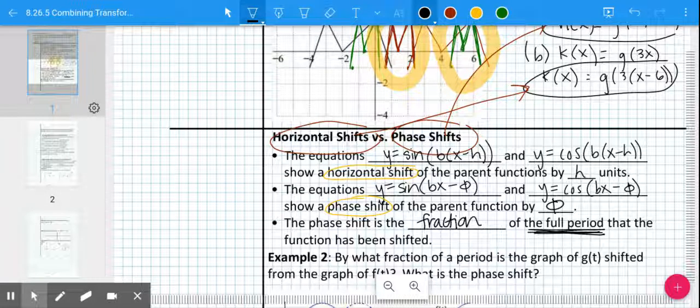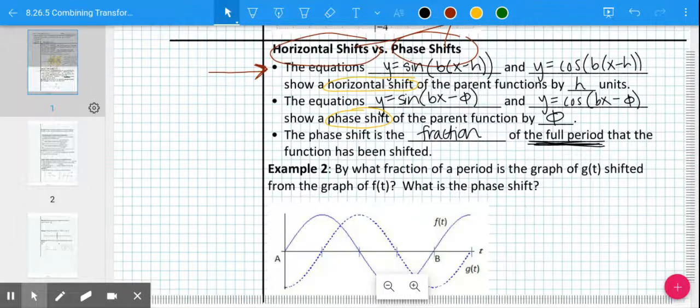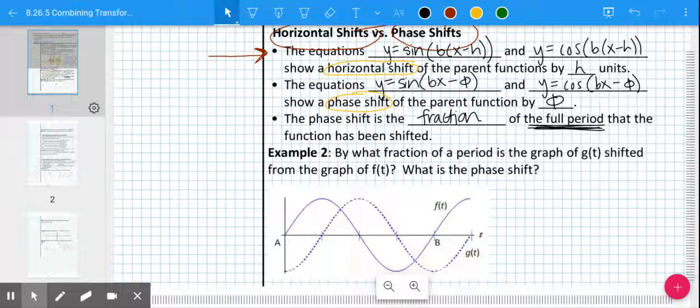Now, I personally am not as big of a fan of phase shift. So I will typically do everything with horizontal shift. If mine is not factored out, I just factor it out and then I can use horizontal shift. If you like phase shift, then you are welcome to use it. And if you do not like phase shift, you can use horizontal shift every time for this course. Let's take a look at understanding this phase shift concept.